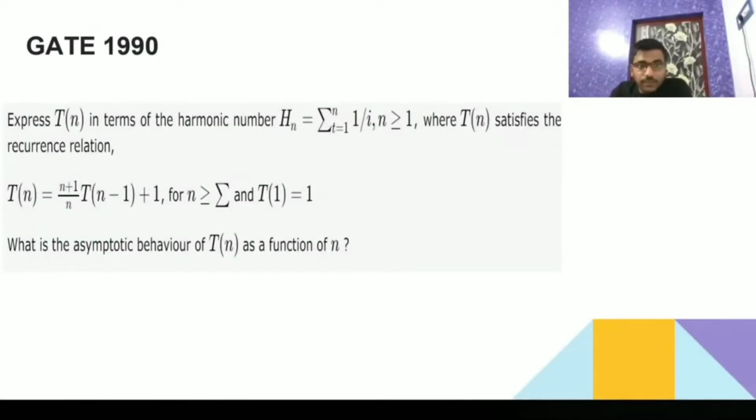Express Tn in terms of the harmonic number Hn, which is the summation from i equal to 1 to n of 1 by i, where n is greater than or equal to 1.